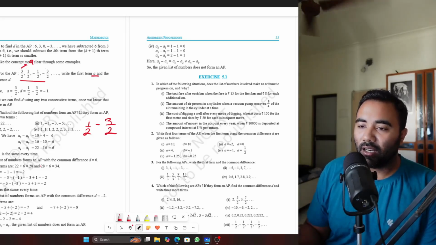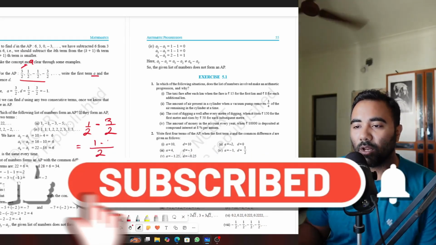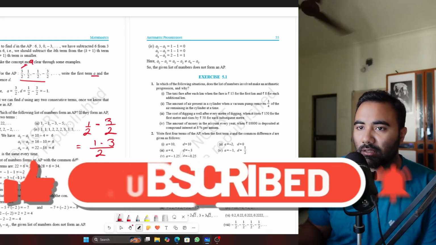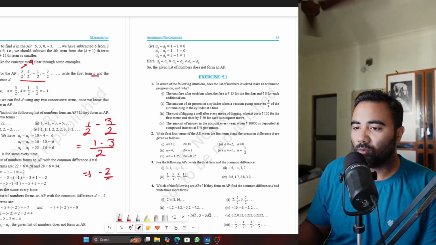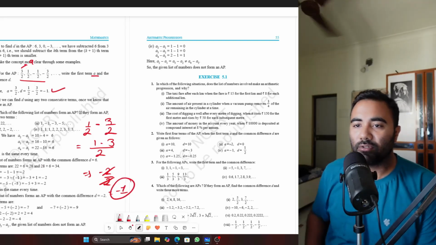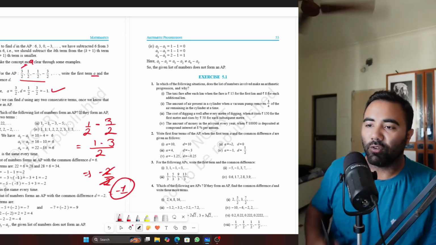But right now this is very easy because the denominators are the same. 1 minus 3, that is minus 2 upon 2, that is minus 1. So this is the common difference. So simply subtract.